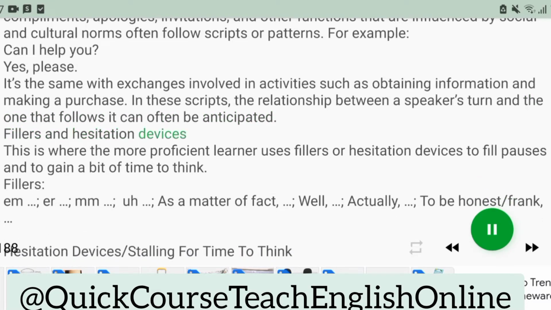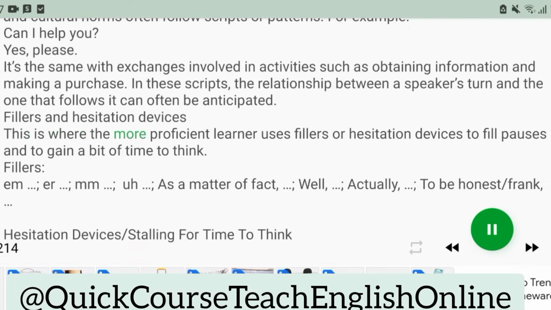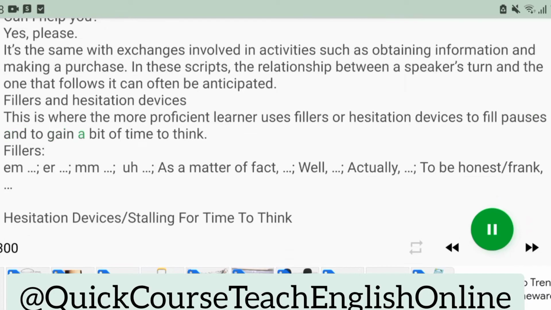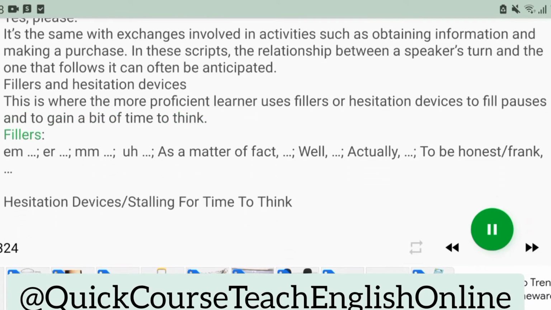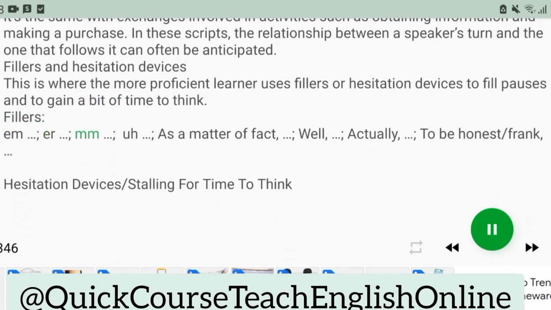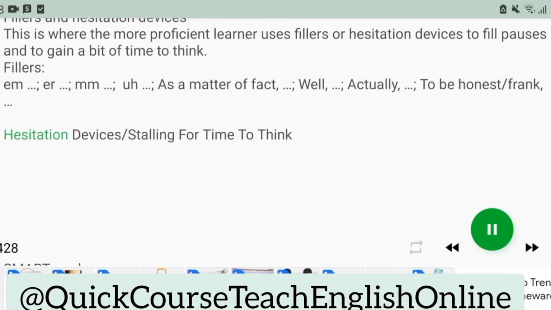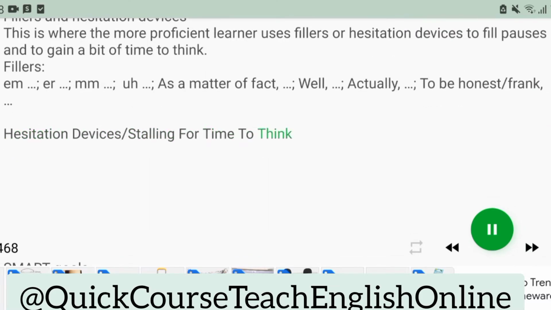Fillers and hesitation devices. This is where the more proficient learner uses fillers or hesitation devices to fill pauses and to gain a bit of time to think. Fillers: as a matter of fact, well, actually, to be honest, frankly. Hesitation devices, stalling for time to think.